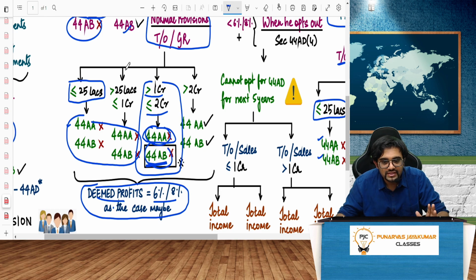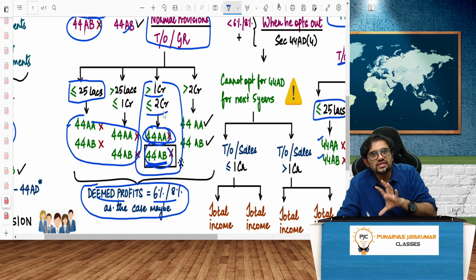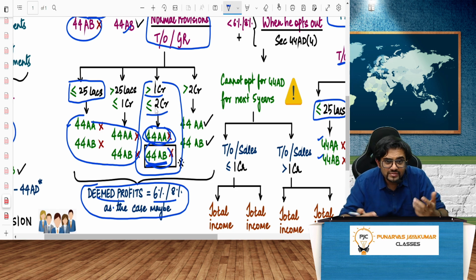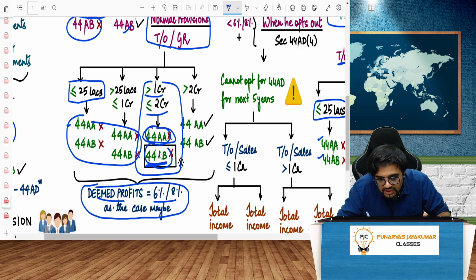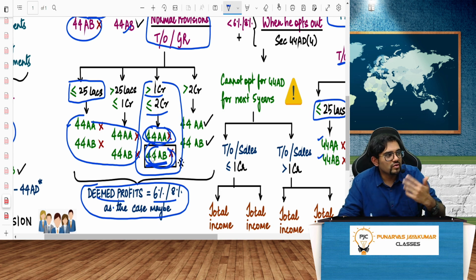Okay. I repeat. 2017 amendment. What does it say? Greater than 1 crore, less than or equal to 2 crore. If anything is given within these limits in the question, an MCQ they can ask, guys, whether this part especially 44AB will apply or not apply. Obviously, it will not apply.